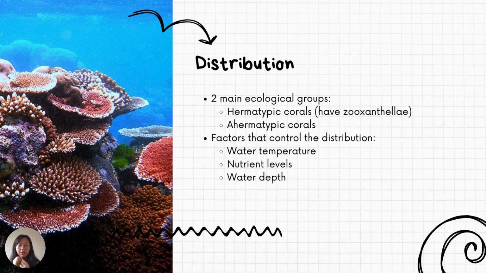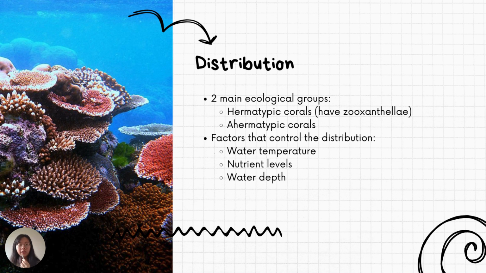So in terms of distribution, the stony corals can be categorized into two main ecological groups. The hermatypic coral, which has zooxanthella, is primarily colonial and thrives in shallow tropical waters. These corals are crucial for reef building. They derive energy from zooxanthella, which relies on the sunlight. Ahermatypic corals, whether colonial or solitary, are distributed across all the oceanic regions and don't contribute to the reef formation.